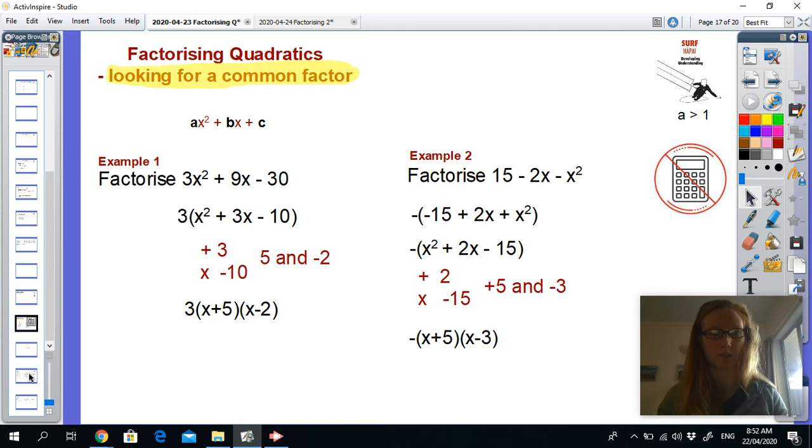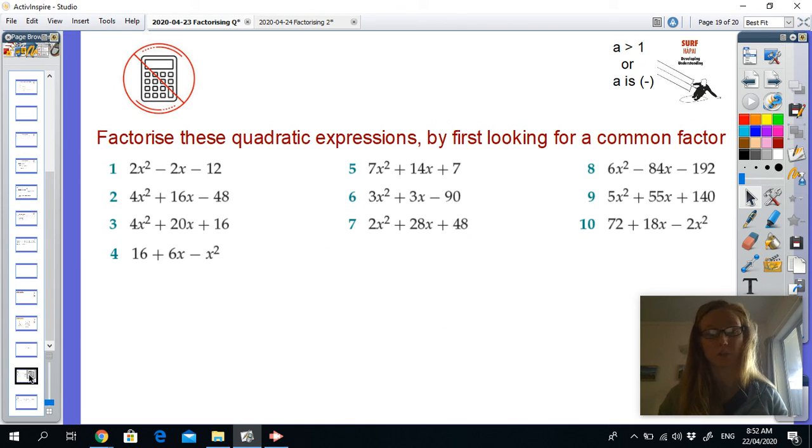Okay, so pause here. I'm running out of time a little bit. So some for you to factorize. That's quite a chunky bit of work today. Off you go.